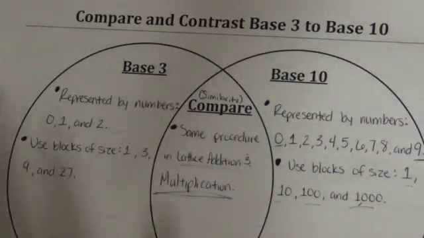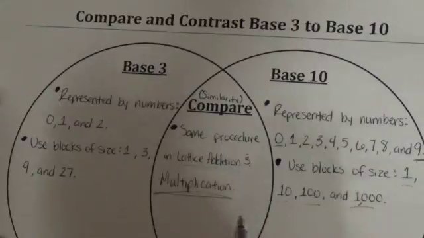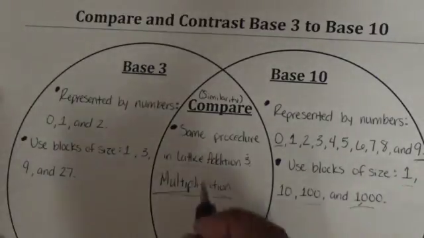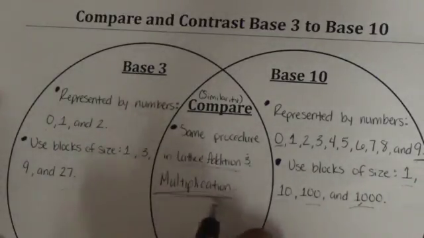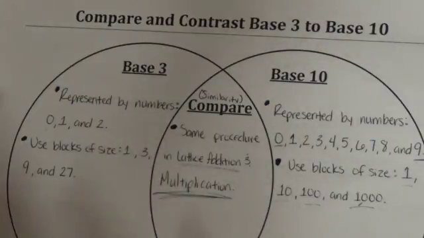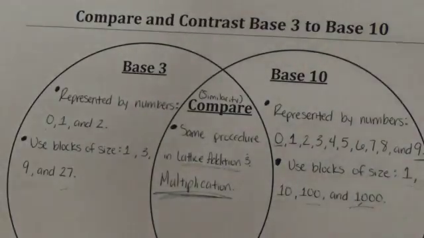Now, the similarity between the two is that the same procedure can be used in the lattice addition and the multiplication. Even when you're also converting the two, it's the same procedure. And this concludes our aspects of base 3 functions.